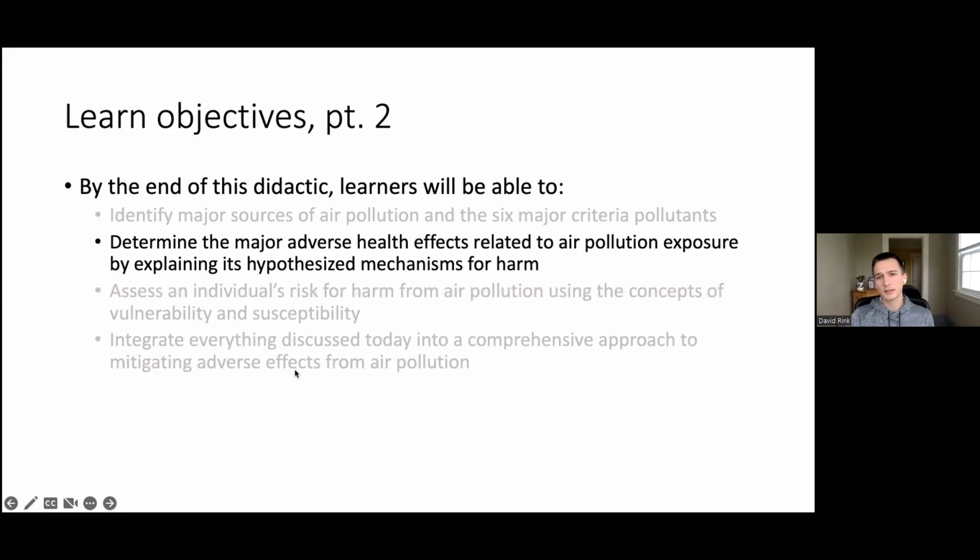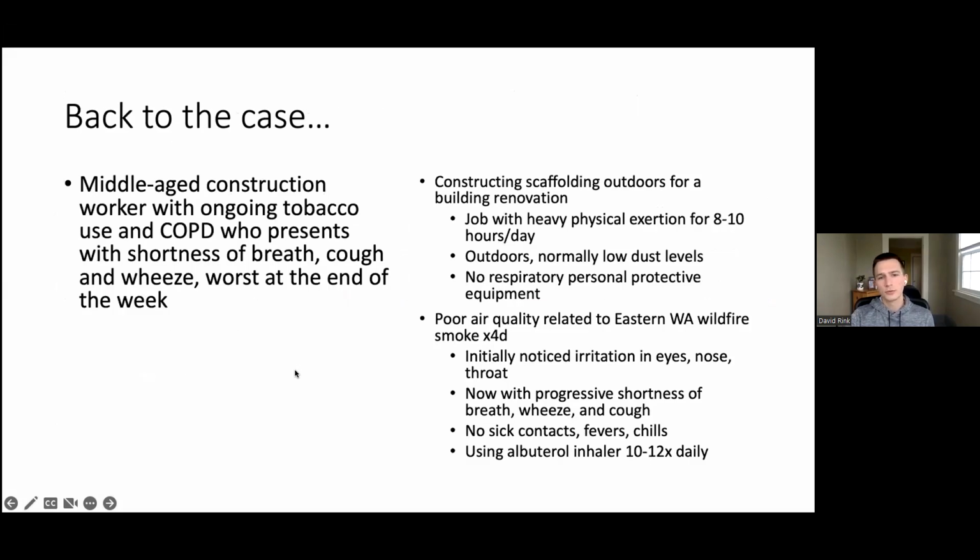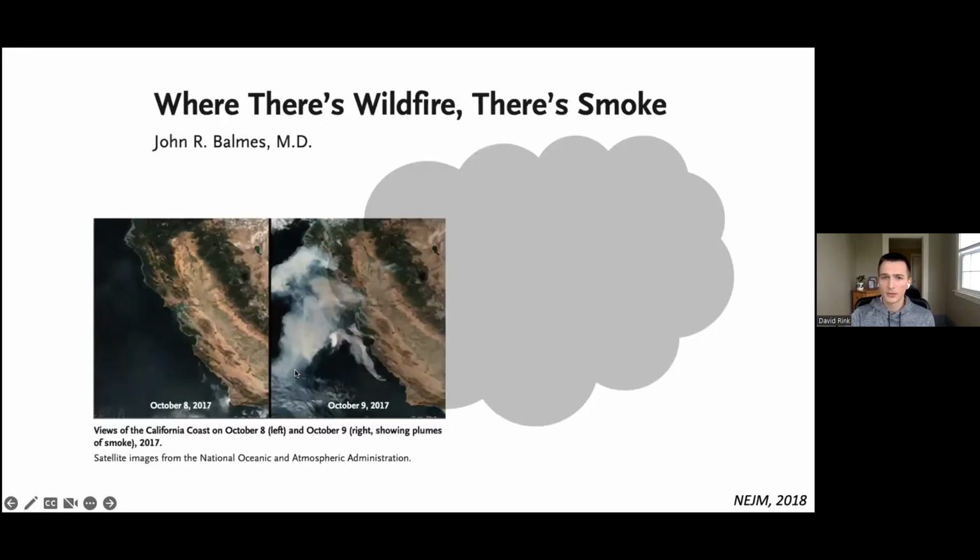Next, we'll jump in. Since we now see this is happening, we will talk about what exactly is an adverse health effect and how they may occur due to air pollution. So we'll come back to our case real quick, and we're going to highlight the poor air quality and think a little bit about wildfire smoke.